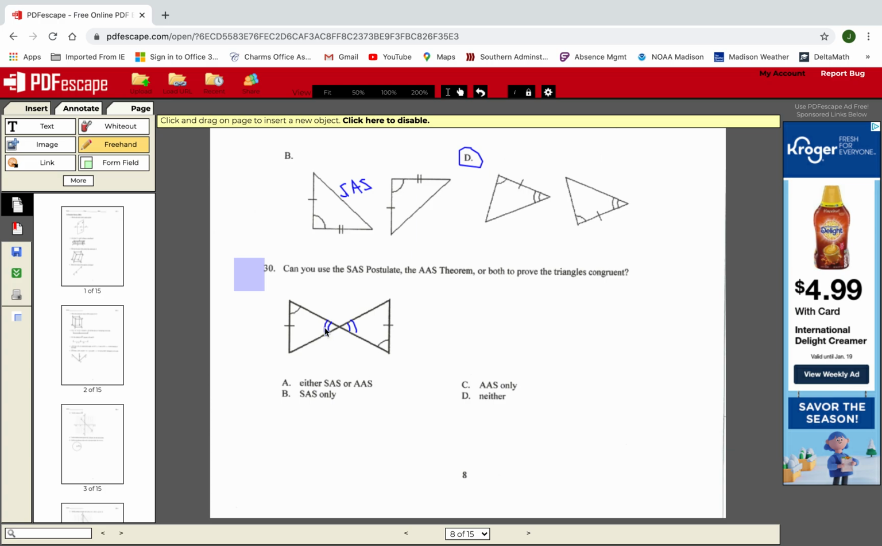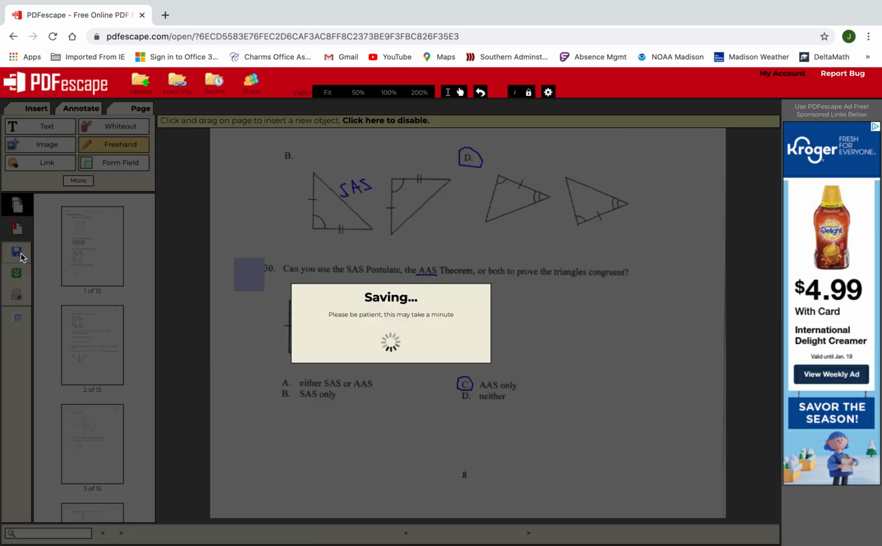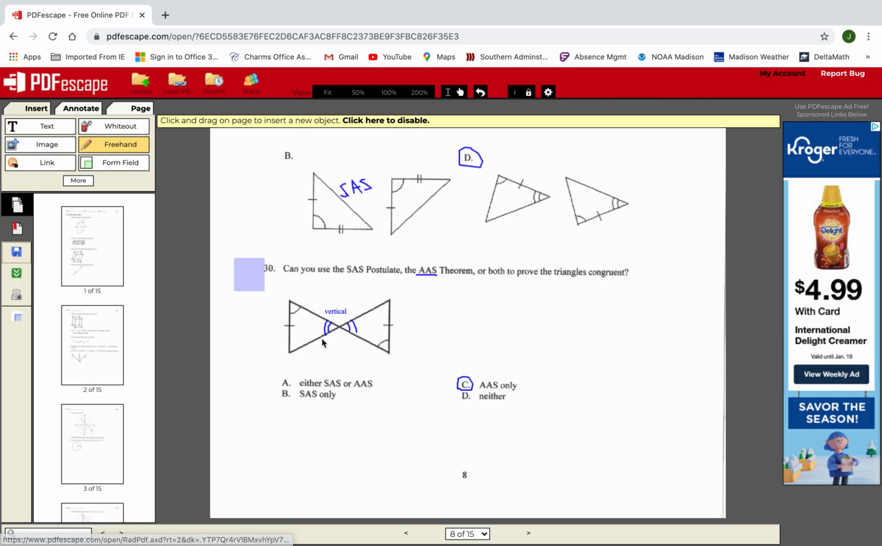Okay. So now that I know that I have this vertical angle pair that I can mark congruent, let's see what I got. I do have angle, angle, side on both of these. Angle, angle, side. The side is not between the angles, so the S is not between the A's. So I can definitely use AAS. But I can't use SAS because I don't have a second side in each one of these triangles congruent. So AAS it is, which is going to be C on this one. And again, these answers will be shuffled around on the actual exam. Okay.